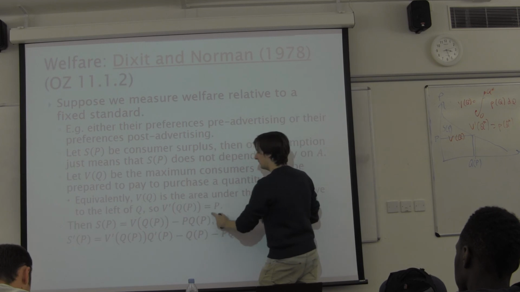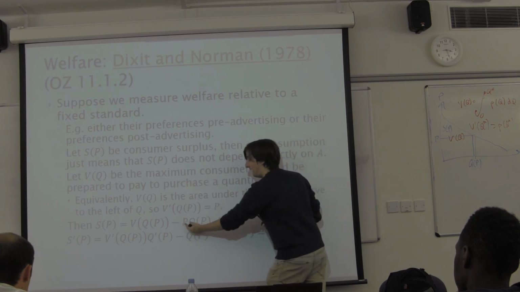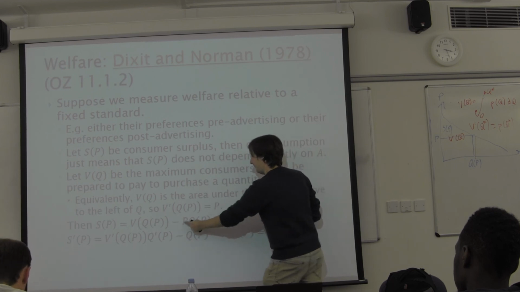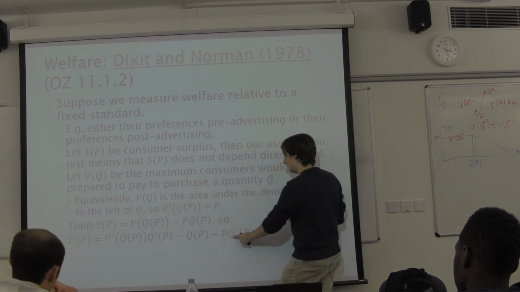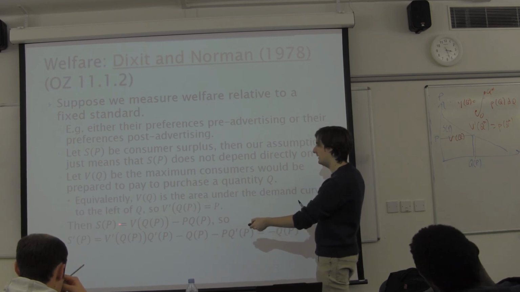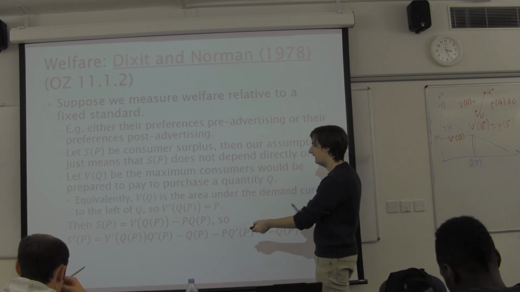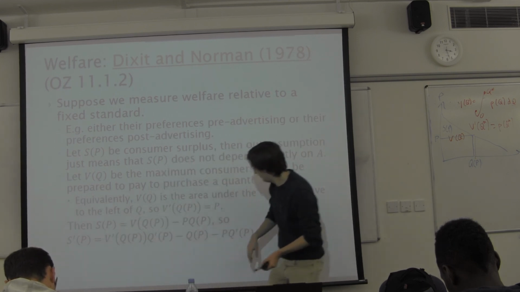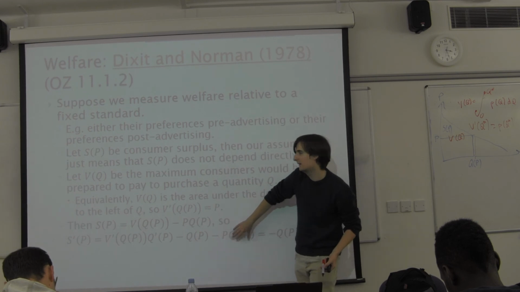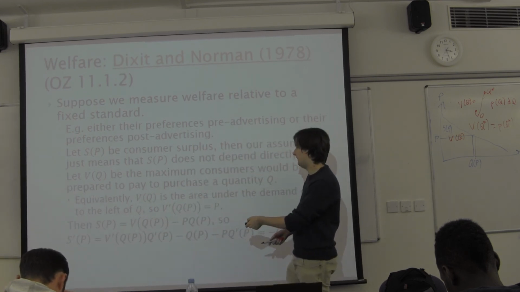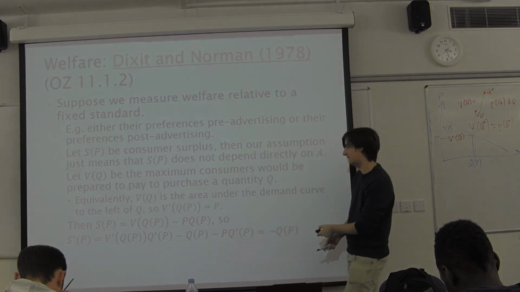Using the product rule here, the derivative of P is 1. So we get Q of P, and then we get P times the derivative of this thing, P Q dash P. But we've already said that V dash of Q of P is equal to P. So this thing is just P. So we have P Q dash P here, and P Q dash P there. That term and that term cancel, and we have S dash P is minus Q of P.